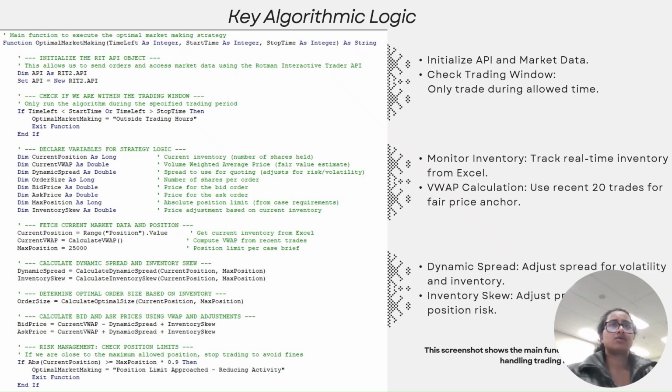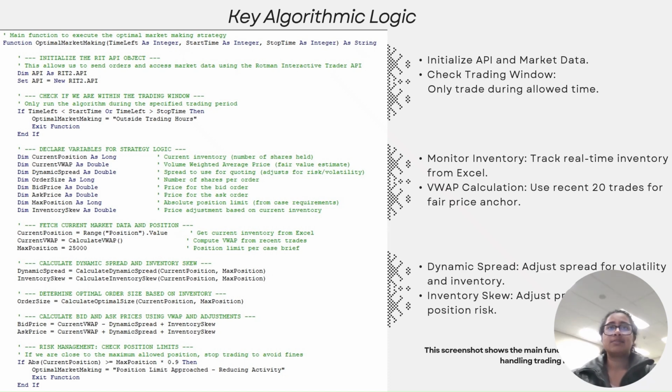In terms of key algorithmic logic we used, the code is shown here in the slide. We first initialize the API to be able to connect to RIT. Then we monitor the inventory. That is, we see how much we're holding in real time so that we can adjust our max size. When we used the VWAP calculation, we used the last 20 trades just to make sure that the price that we're getting is very close to where it should be and that the short-term volatility does not affect our price.